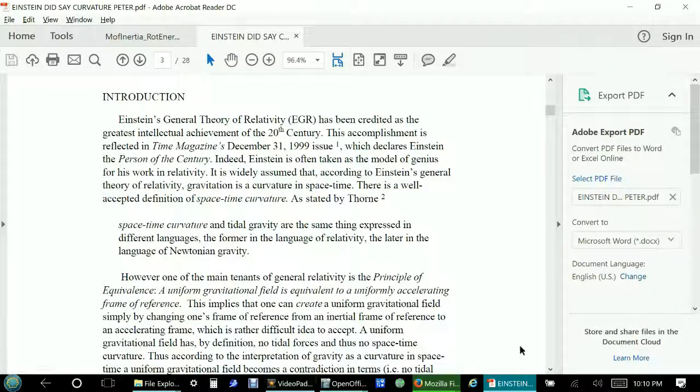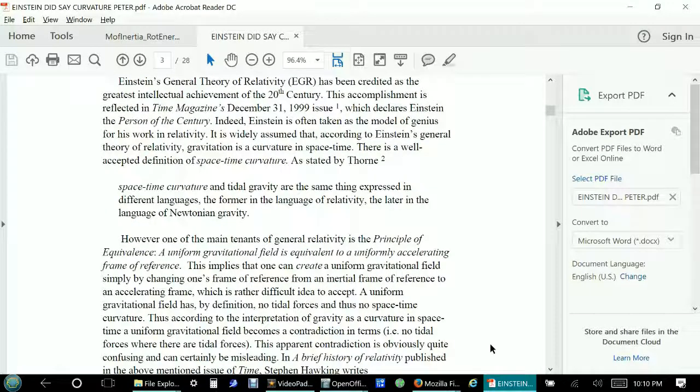However, one of the main tenets of general relativity is the principle of equivalence. A uniform gravitational field is equivalent to a uniformly accelerating frame of reference. This implies that one can create a uniform gravitational field simply by changing one's frame of reference. Thus, according to the interpretation of gravity as a curvature in space-time, it becomes a contradiction in terms. The apparent contradiction is obviously quite confusing.